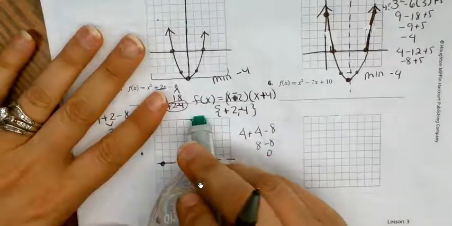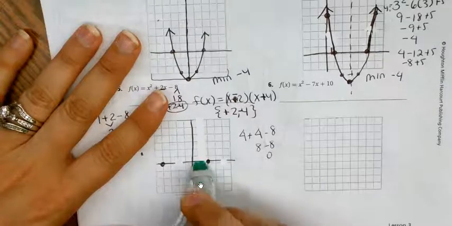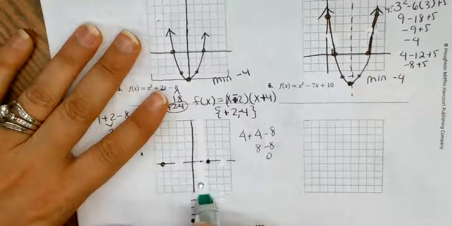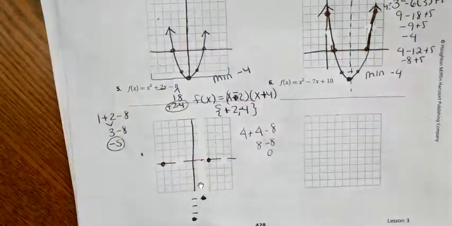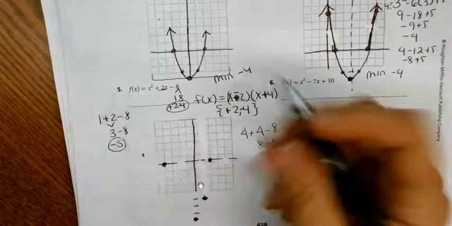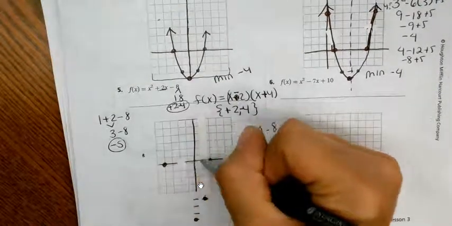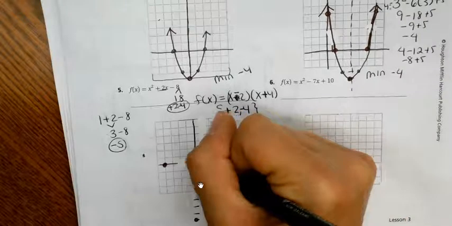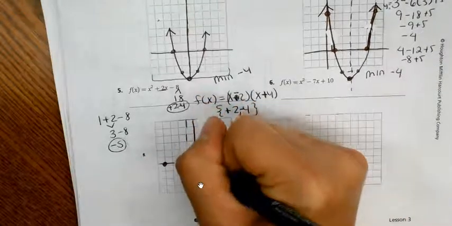You guys see how I was able to figure out that I totally messed up by plugging in other points? So positive 2, negative 4. So that's 1, 2, 3, 4, 5, 6. So 1, 2, 3. Here's our real axis of symmetry.